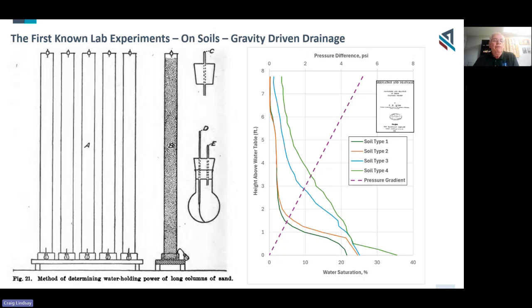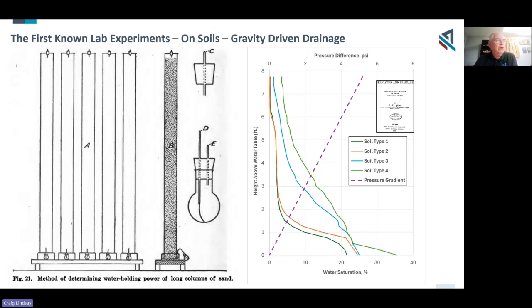And the data that's in the book isn't shown as charts, but I created charts. And what we see is that effectively we have the heights up here, 8 feet of the column. We have the water saturation along the bottom. And what we see is that there's a pressure gradient or buoyancy gradient, if you like, of about 5 psi between that top and the bottom.